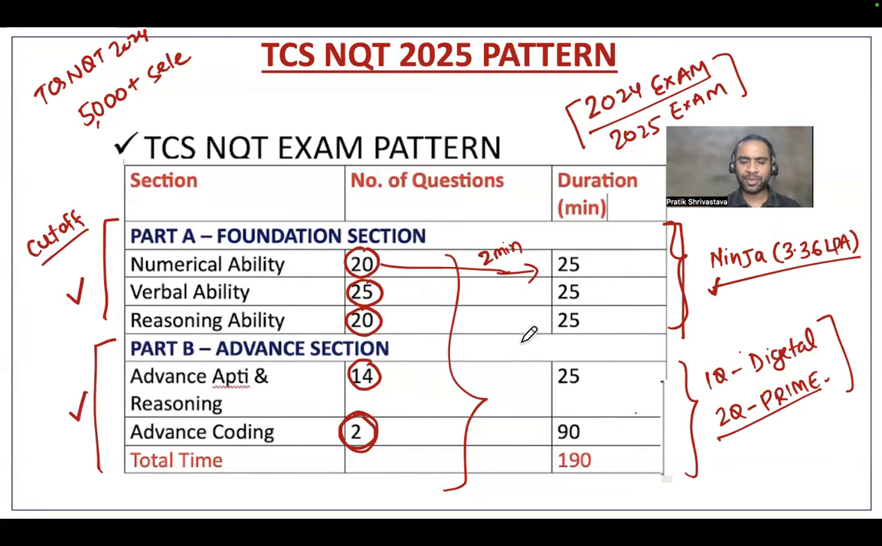And verbal ability will be easy to moderate, 25 questions, 25 minutes. Reasoning ability, 20 questions, 25 minutes. Advanced aptitude and reasoning, 14 questions, 25 minutes. And advanced coding, 2 questions for 90 minutes. You will be getting it.